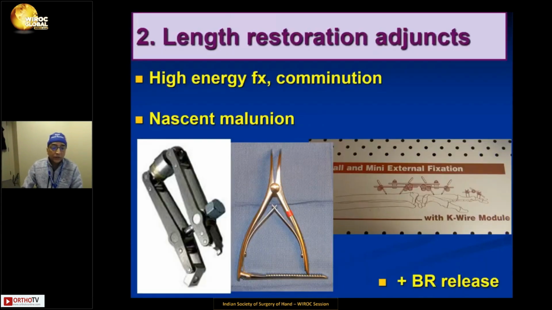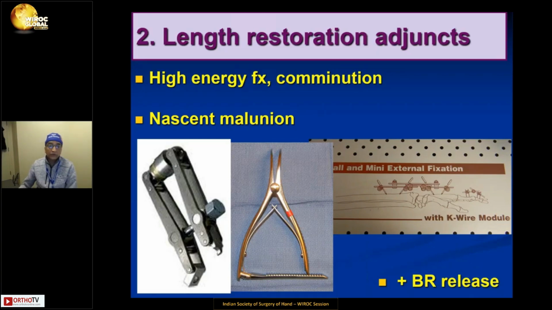The other way to restore length is by using this articulated tension device that's shown here, which I use in some situations, or you can use these lamina spreaders or an external fixator. And I use them for all high energy fractures, or if there's extensive comminution, or in cases where, as I said before, nascent malunion. You have to combine this, of course, with the brachioradialis release.